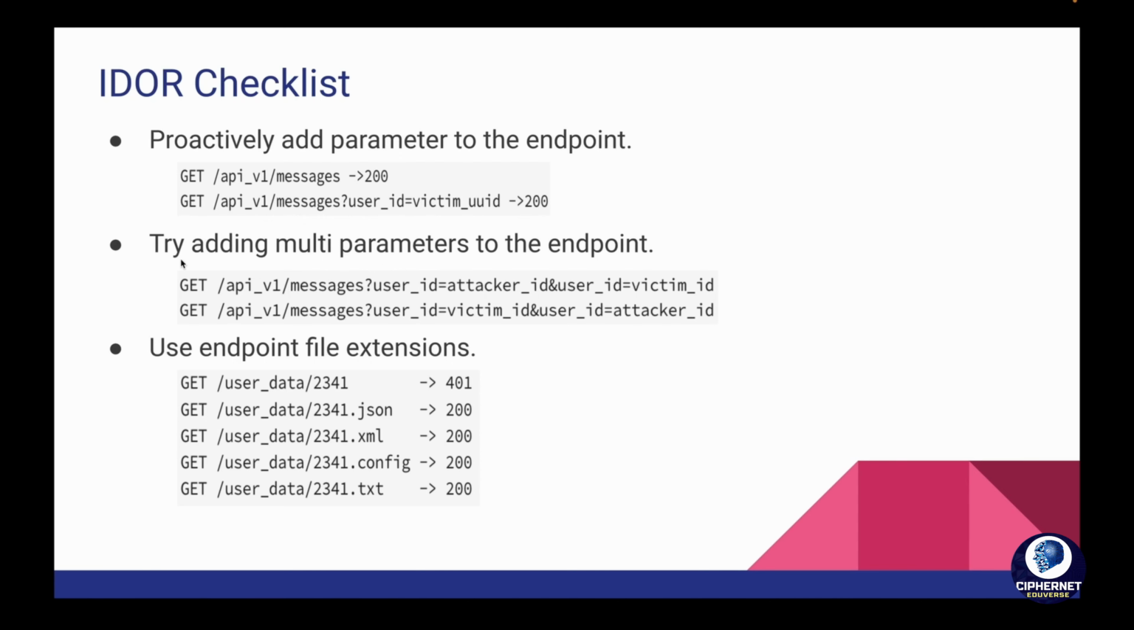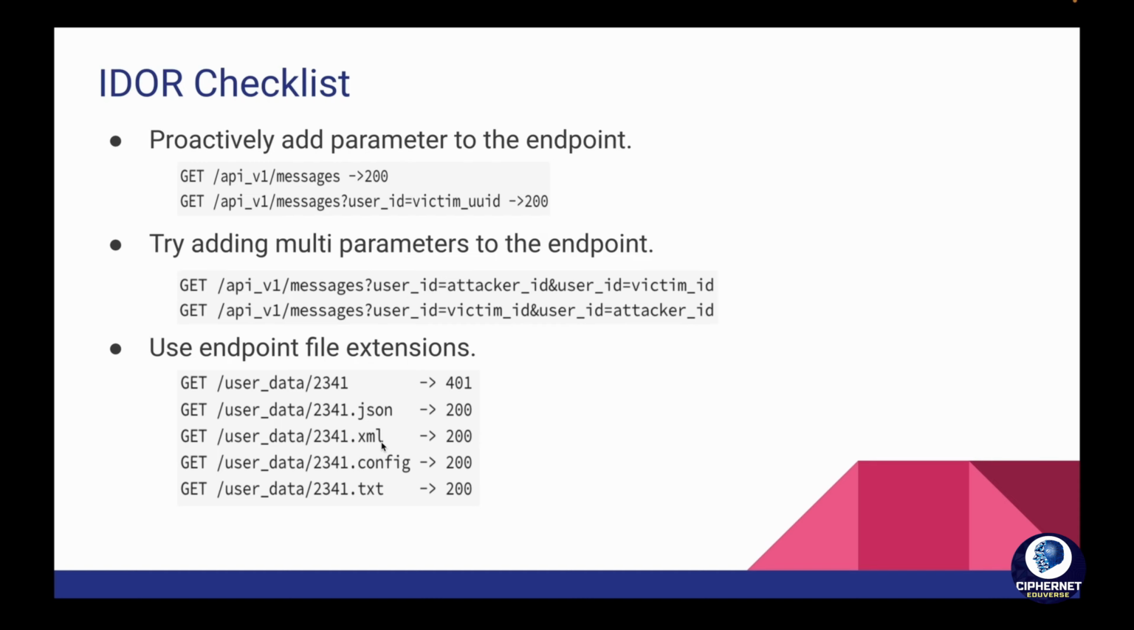So the next step would be to try adding multiple parameters to the endpoint. Like you can basically try to use parameter pollution at an endpoint. So you're adding dual parameters with dual parameter values over here, and you might get juicy information in the response. So the next step would be to use endpoint file extensions, like this is the actual endpoint. So you try adding .json, .xml, .config, .txt and so on. So you might get the user information in this format by bypassing the authorization checks.